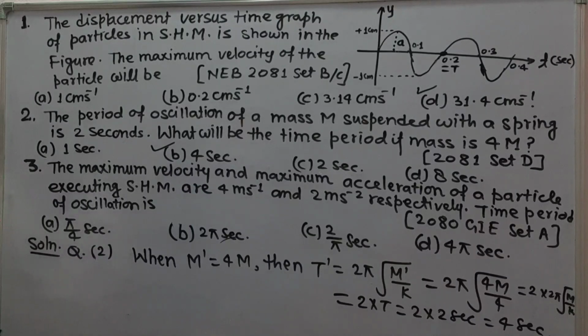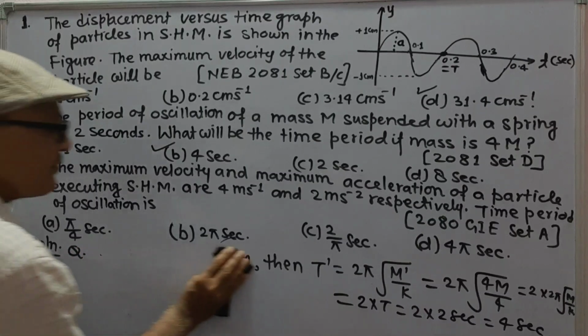Next, question number 3. The question is, the maximum velocity and maximum acceleration of a particle executing simple harmonic motion are 4 meter per second and 2 meter per second square respectively. Time period of oscillation is. Solution to question 3.